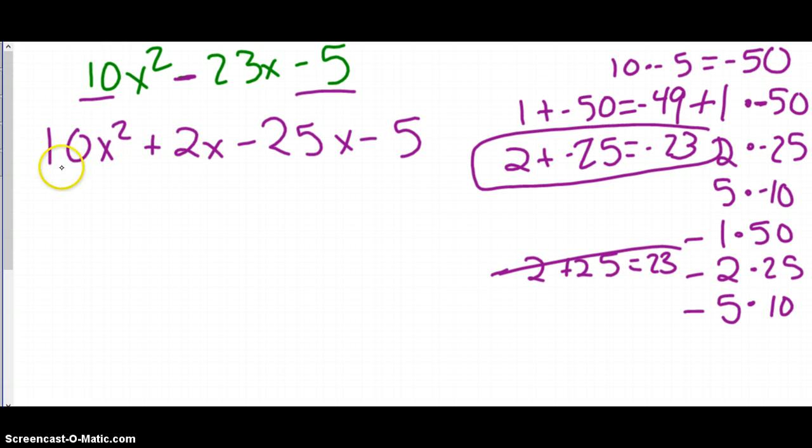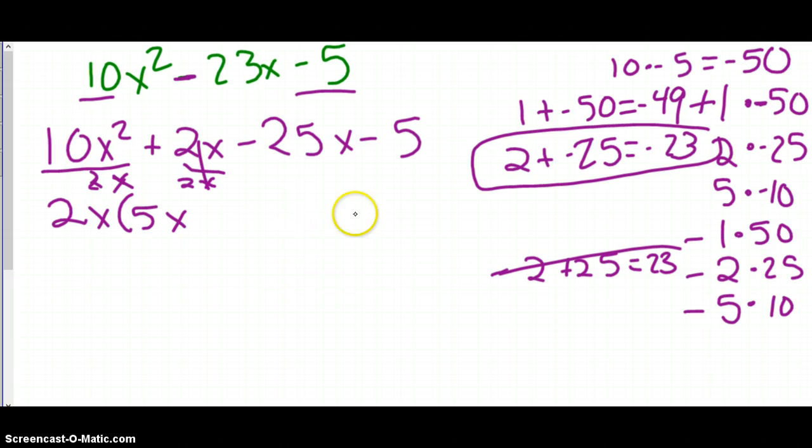Things that divide into both 10 and 2 are 2. They both have an x, so we use an x. And then we figure out what's left over by dividing. 10 divided by 2 is 5. X squared divided by x is just x. 2x divided by 2x, you might think, hey, everything cancels, I just leave it blank. But when you're dividing, that leaves you with 1. 2 divided by 2 is just 1.